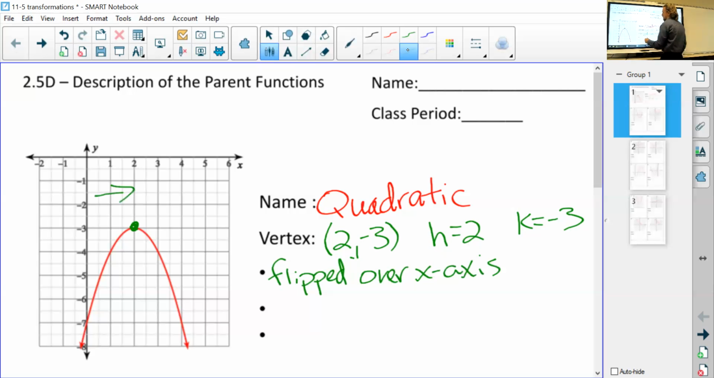We see it going, remember we always, and someone asked about this because they didn't recognize what the parent functions were. When we talk about shifting it left, right, up, and down, we're always comparing our vertex point back to the origin, because the vertex of the parent function will always be at 0, 0. So from 0, we see it shifted to the right.